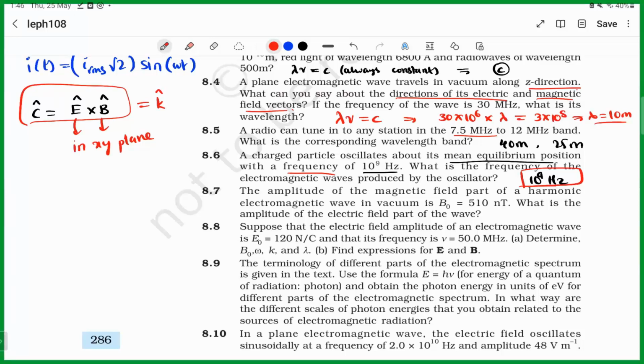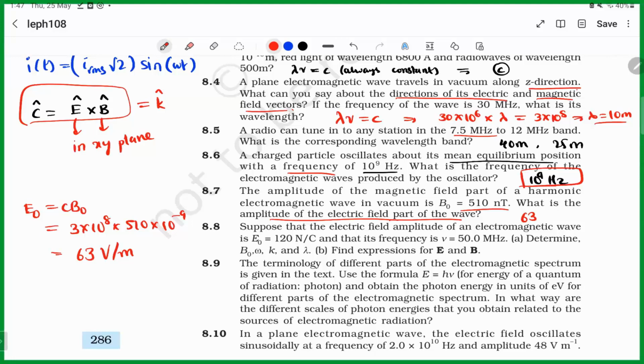Okay, 8.7. The amplitude of the magnetic field part of a harmonic electromagnetic wave is given to be some B0. What's the amplitude of the electric part of the wave? This is a formula that we have already covered. E0 is equal to c B0. Remember that? So B0 is given as 510. So this is 3 into 10 to the power 8 into 510 into 10 to the power minus 9, which is 63 volt per meter. So 63 newtons per coulomb is also a way to do it, right?